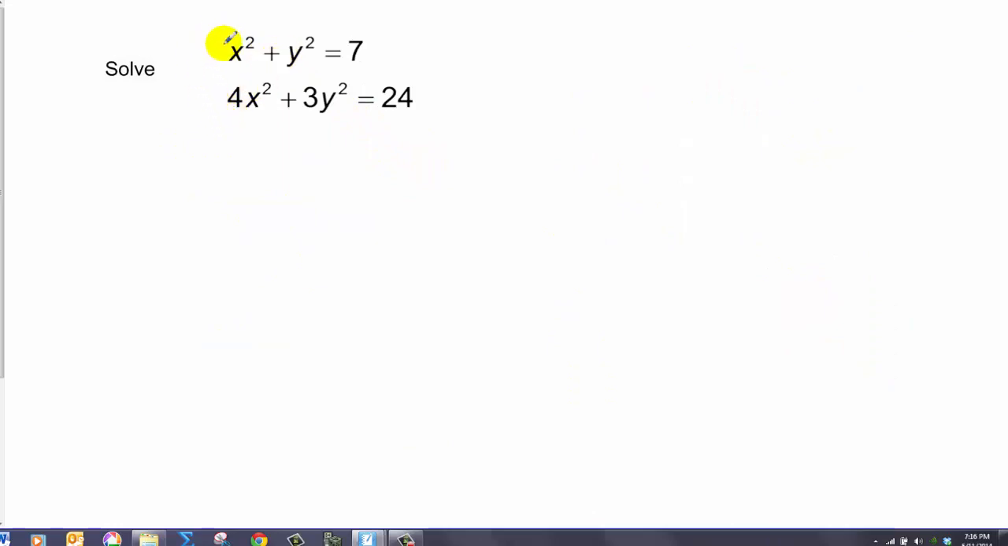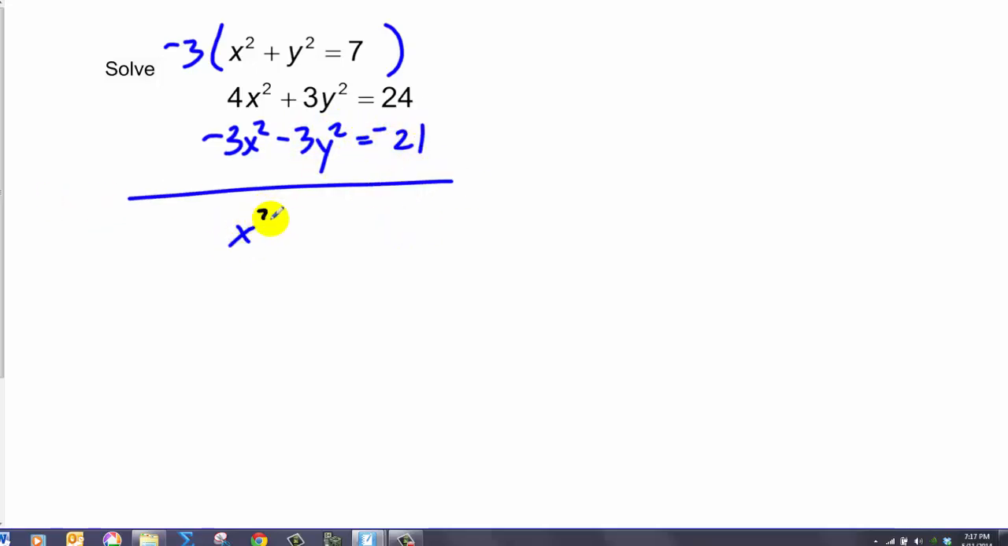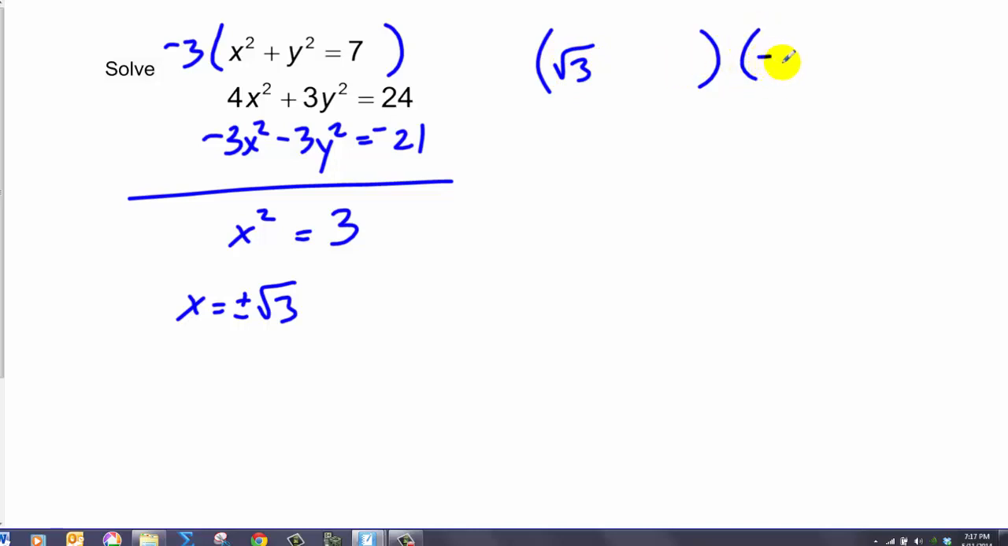Last, it looks like I've got a circle and an ellipse, probably going to have 4 solutions on this as well. Multiply in this case much like I did in the last problem. Let's go by negative 3. So I get negative 3x squared minus 3y squared equals negative 21. Giving me x squared is equal to, this one's a little nastier, 3. So x equals plus or minus root 3. So root 3 and negative root 3.